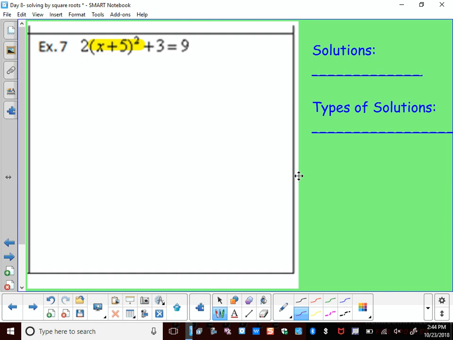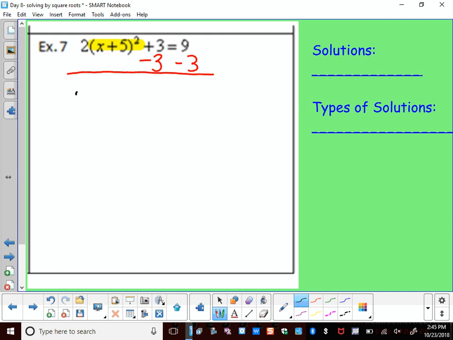So I need to move everything away from what's highlighted. Which one do I get rid of first, the 2 or the plus 3? The plus 3. When we're moving stuff away from x, we do opposite PEMDAS. So your adding and subtraction always goes first. So let's subtract 3.